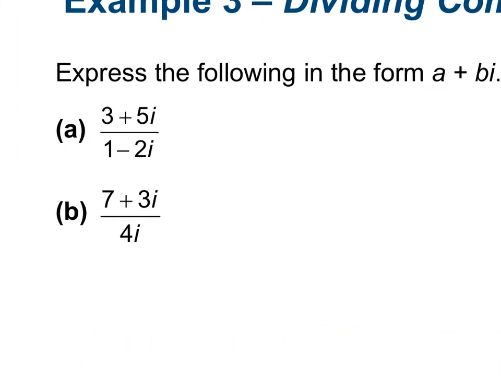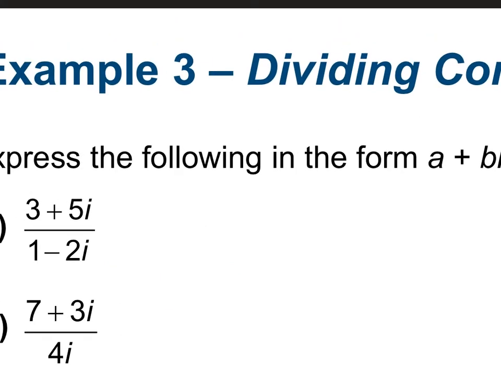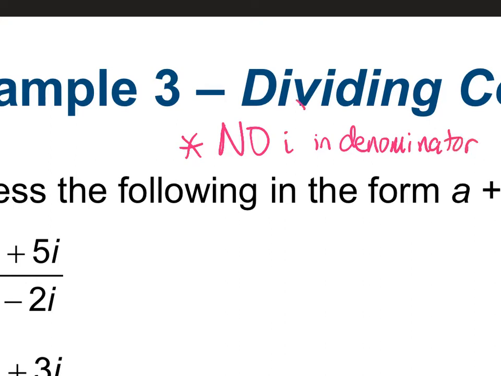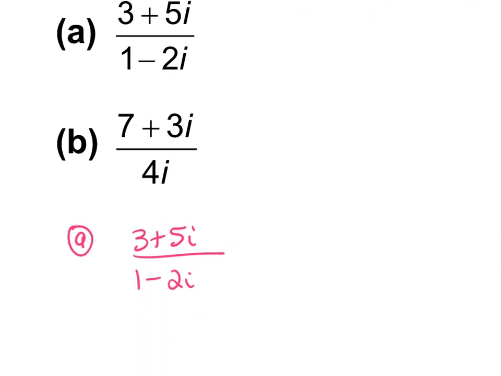All right, if I'm dividing, let's look at A. I have 3 plus 5i over 1 minus 2i. There is a major rule that you have to write down and remember: no i in the denominator. You know how we can't have a radical in the denominator? We multiply top and bottom, we rationalize to get that radical out. We have to do the same thing when you're talking about division. I have an i in the denominator, so the first thing I do is multiply by the complex conjugate, and you'll see why in a second.